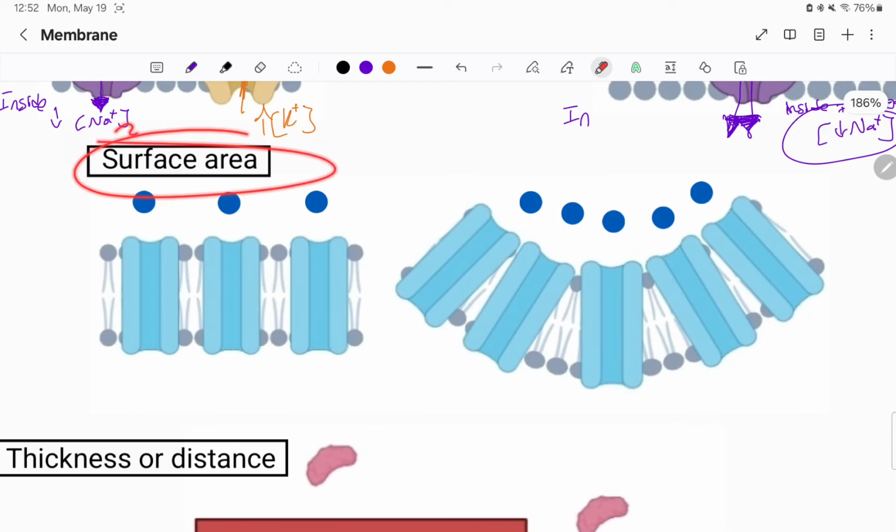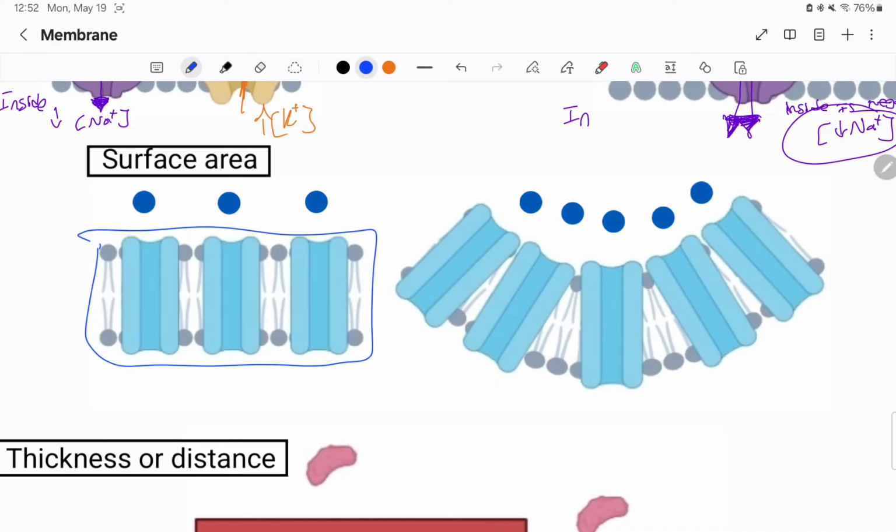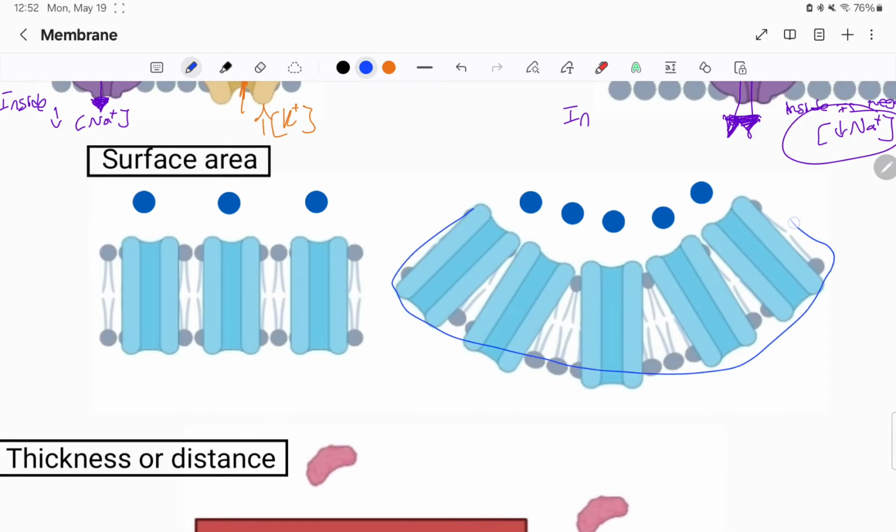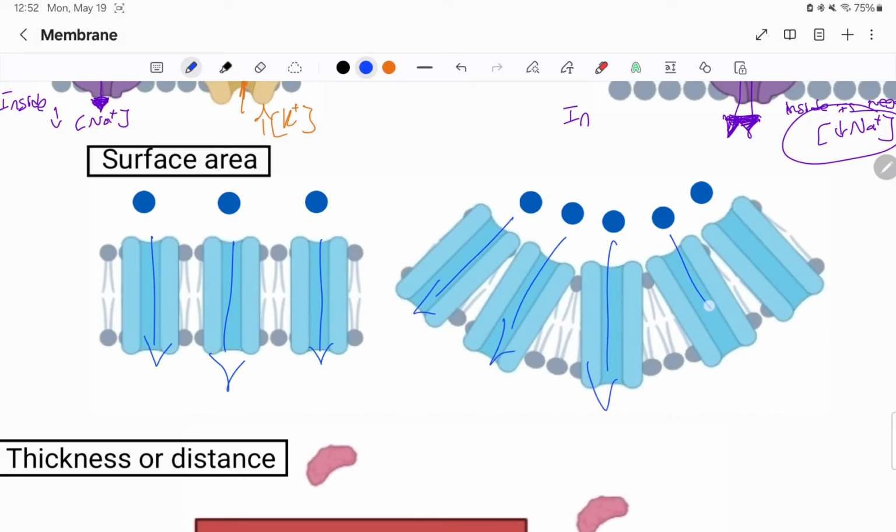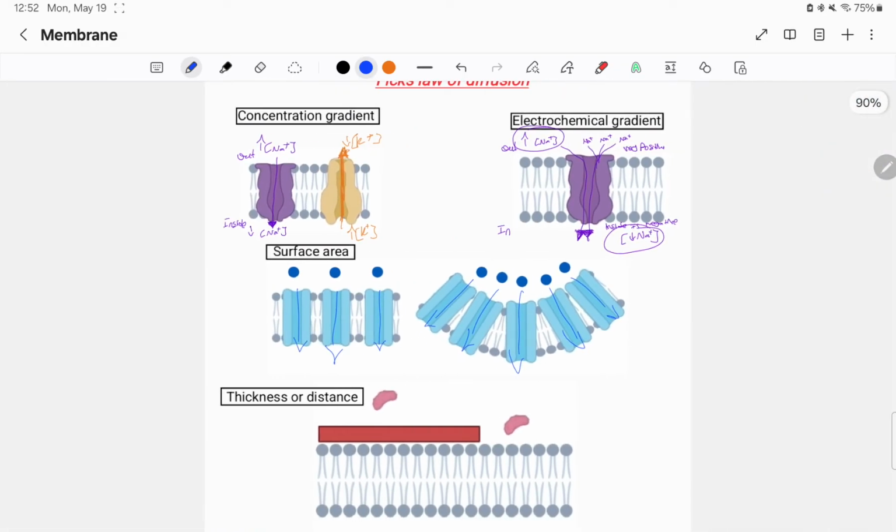Now, what about surface area? This one's very elementary, if you will. If I have a given amount of membrane and I fold, or convolute, that same amount of membrane, I can fit more transporters on it than if the membrane was just straight. So over here, I can only fit 3 transporters, and I can only transport 3 molecules. Over here, I can fit 5 transporters: 1, 2, 3, 4, and 5. So the higher the surface area, the higher the rate of transport.